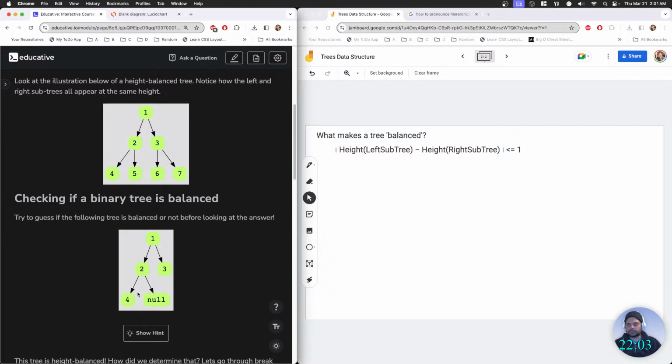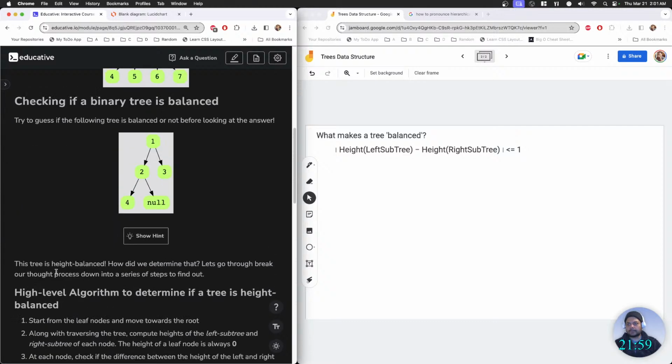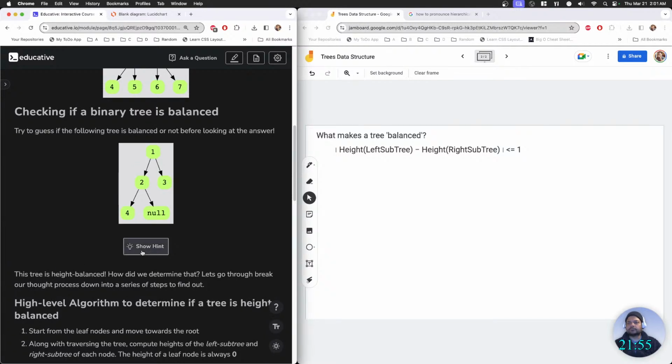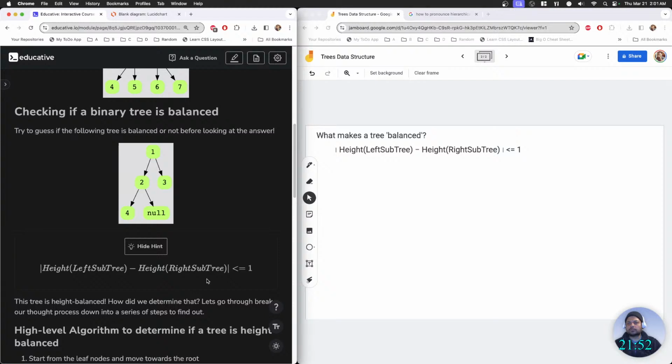Is this tree balanced? 1, 2, 1, 2, 1, no. It is. Height of less than or equal to 1. Okay, that's true. Absolute value, height of left subtree is 1, 2. Height of right subtree is 1. 2 minus 1 equals 1. 1 is less than or equal to 1 is true.